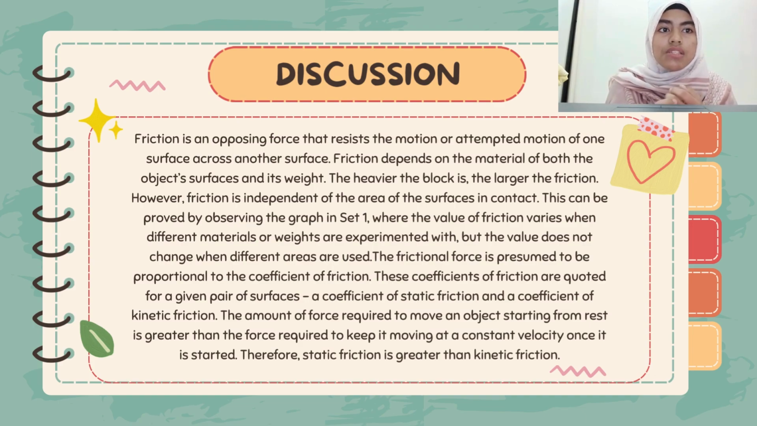The friction force is presumed to be proportional to the coefficient of friction. These coefficients of friction are called, for a given pair of surfaces, a coefficient of static friction and a coefficient of kinetic friction. The amount of force required to move an object starting from rest is greater than the force required to keep it moving at a constant velocity once it is started. Therefore, static friction is greater than kinetic friction.